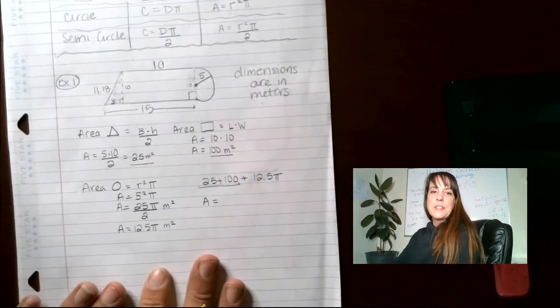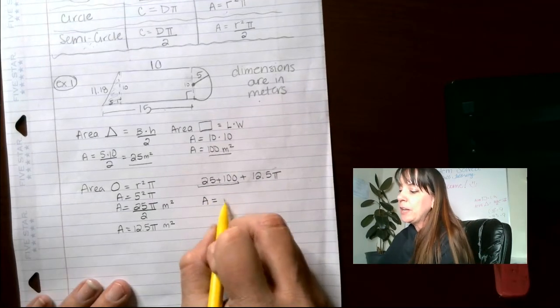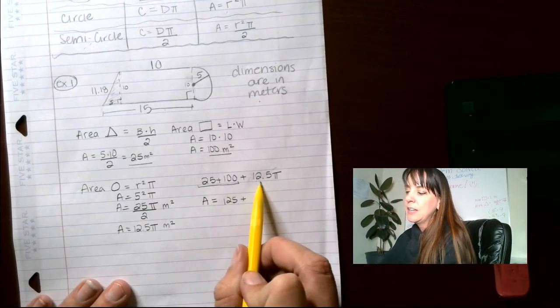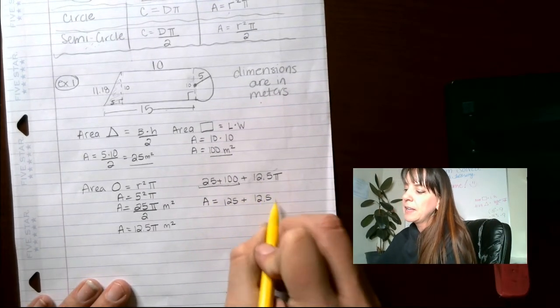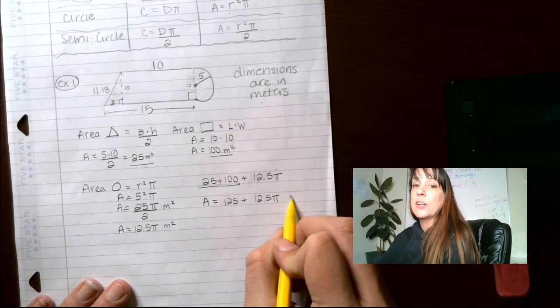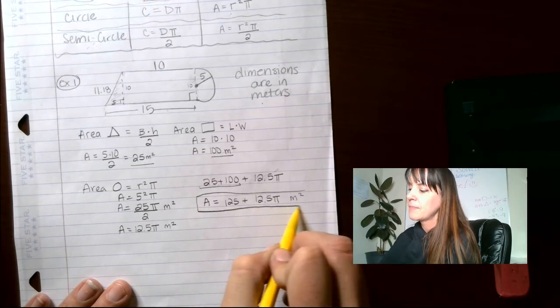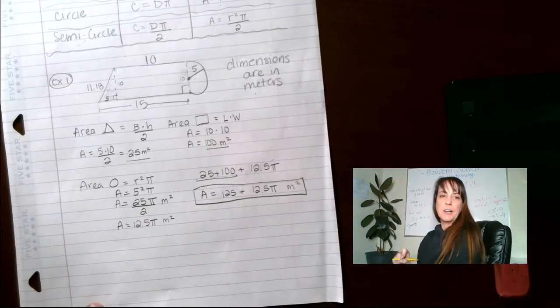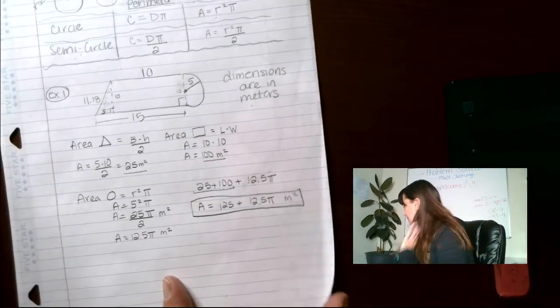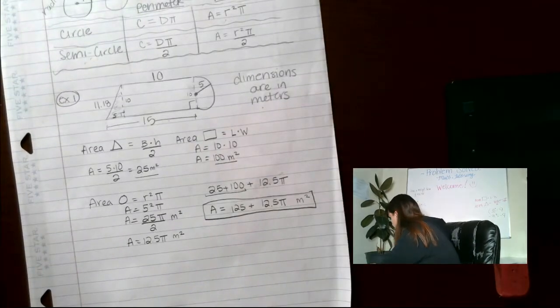Okay, so what we have is 125 plus 12.5 pi meters squared. So this would be your answer here. This guy would be your answer. All right, let's take a look at the next example.